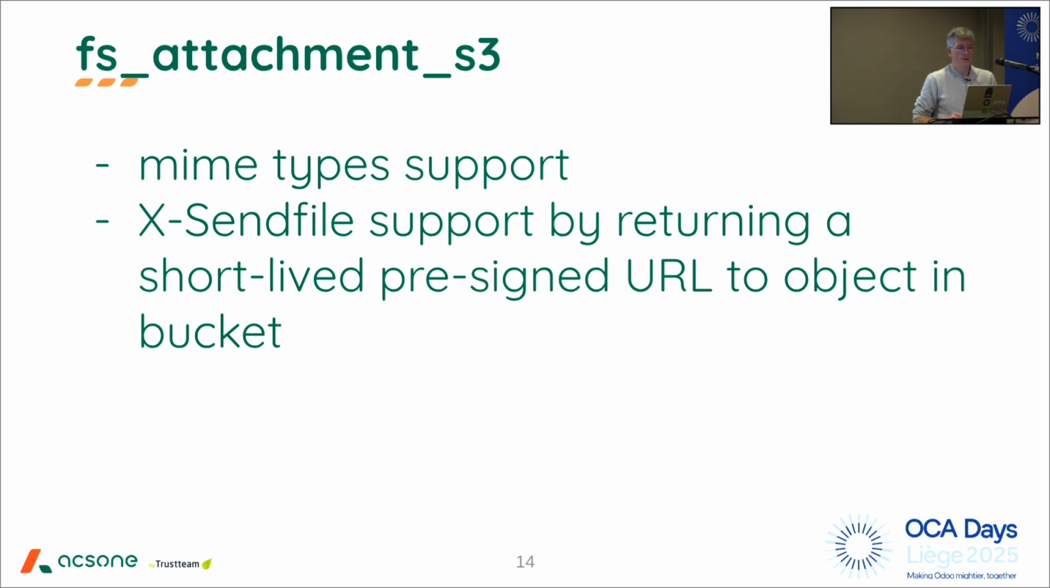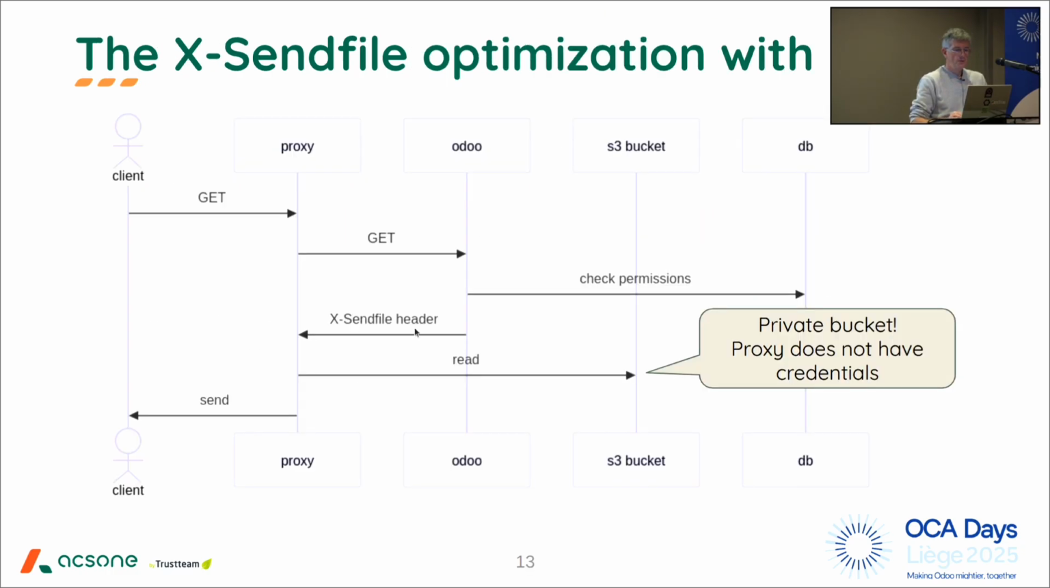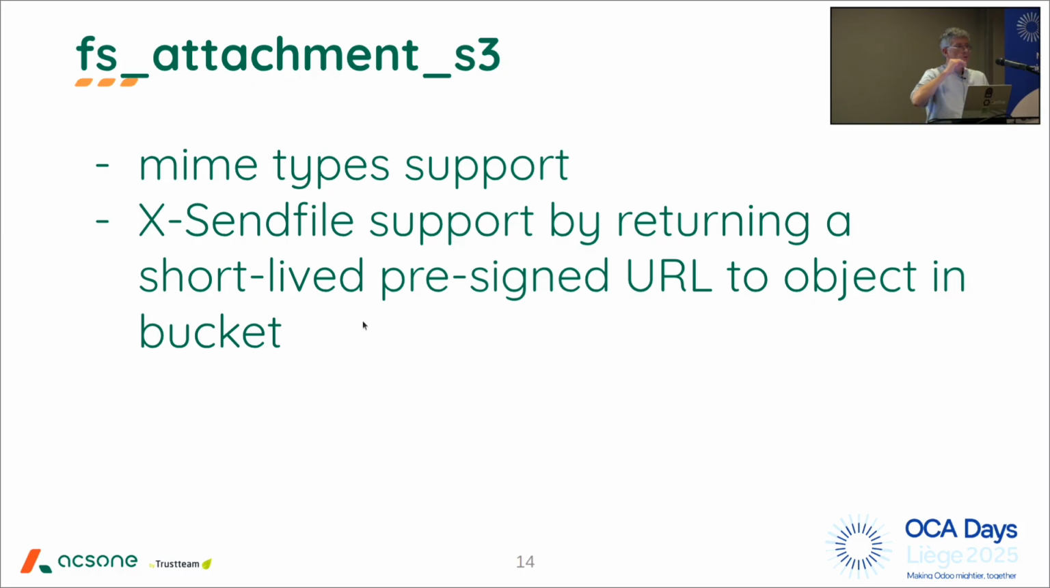And there is a simple solution which is now embodied in fs_attachment_s3, which is a little specialization of FS attachment for the S3 backend, which on the one side supports MIME types, so it's propagating MIME types to the backend. But also if you enable the x-sendfile option, what it does is that it returns to the proxy, in this HTTP header here, a pre-signed URL that gives access with a short time to live. It returns that to the proxy, which can then read it directly from the private bucket.